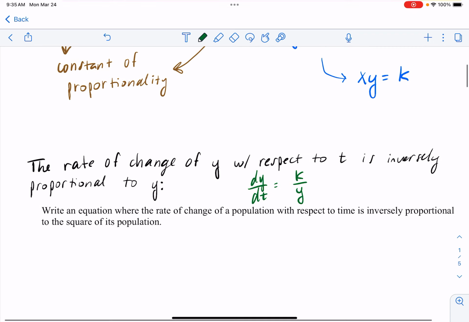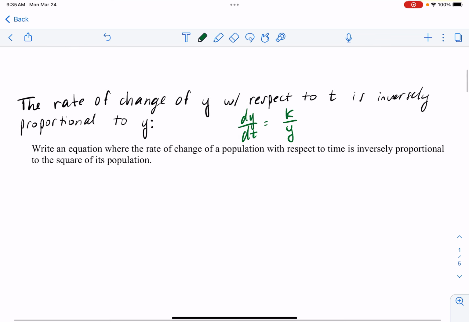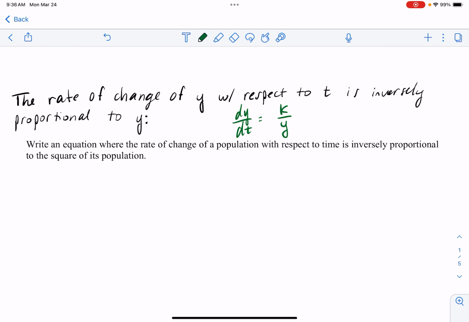So when you read an equation or a description like that, that equation is going to be a representation of that verbal description. All right, this says write an equation where the rate of change of a population with respect to time is inversely proportional to the square of its population. Okay, so rate of change of population with respect to time is inversely proportional, so we know we're going to have k divided by something. And in this case, it says inversely proportional to the square of its population, so p squared. A lot of students want to say square root, but it would specifically say the square root of its population. So this is how we would correctly write that description.